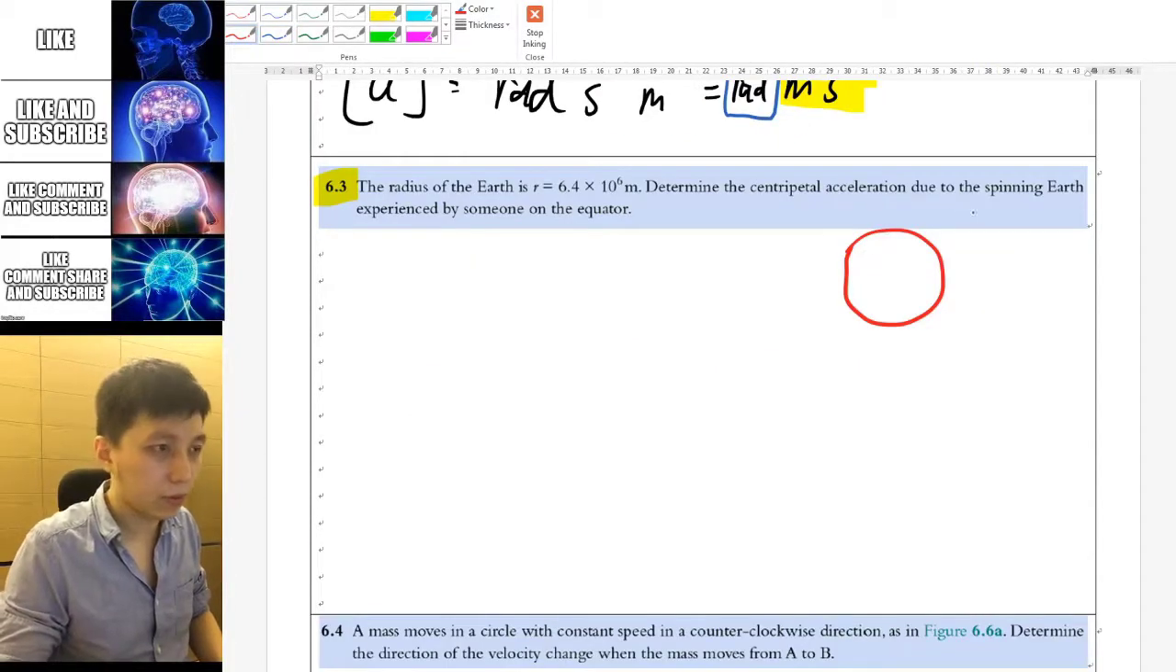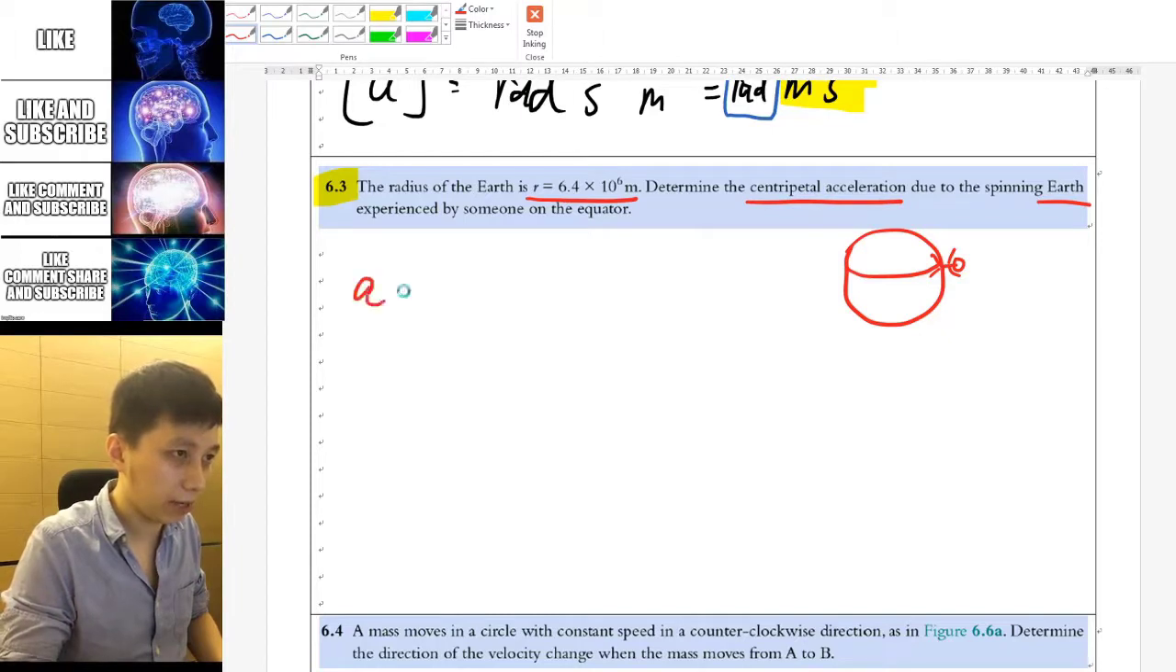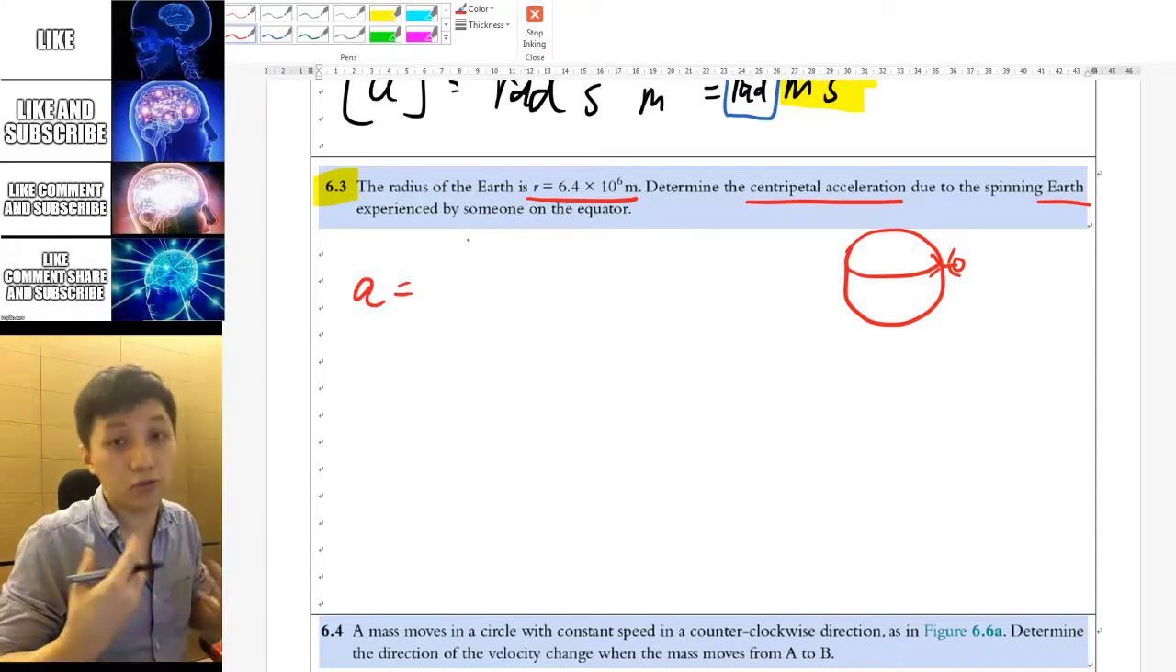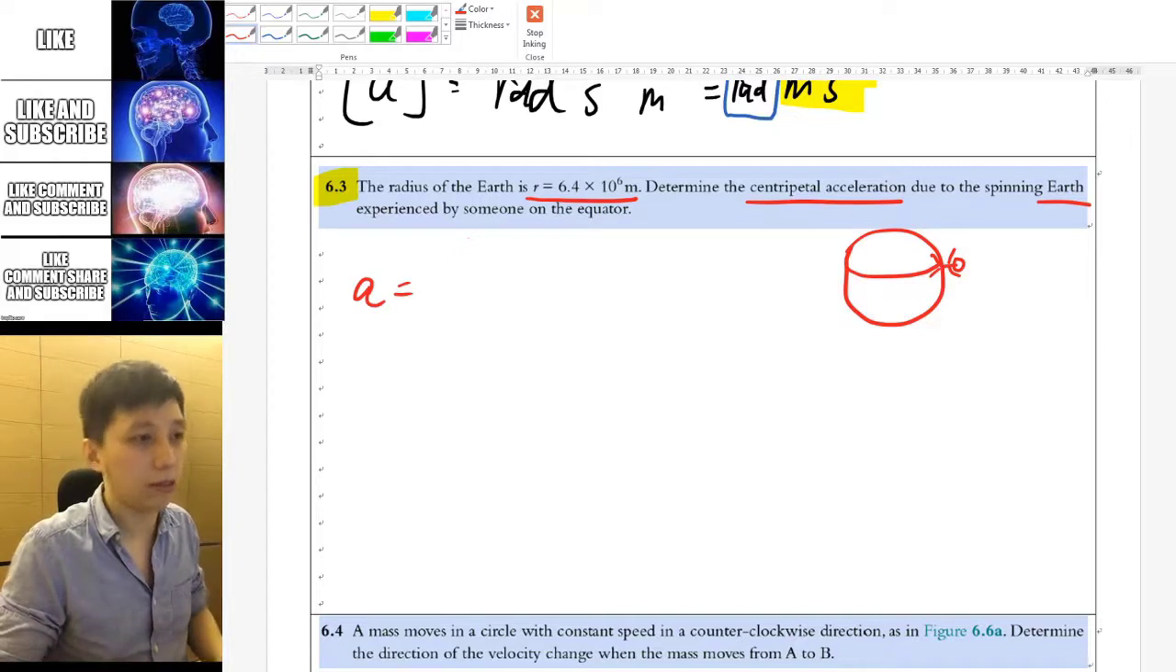Next example. So we are talking about Earth here, and imagine you are on the equator. This is the equator, and you have got the radius. It asks you to determine the centripetal acceleration, so finding A once again. Obviously you need more information to calculate this. Other than R, one more thing you should know is that by the spinning of the Earth, the self-rotation, T would equal 1 day. So that is 24 hours times 60 minutes times 60 seconds.